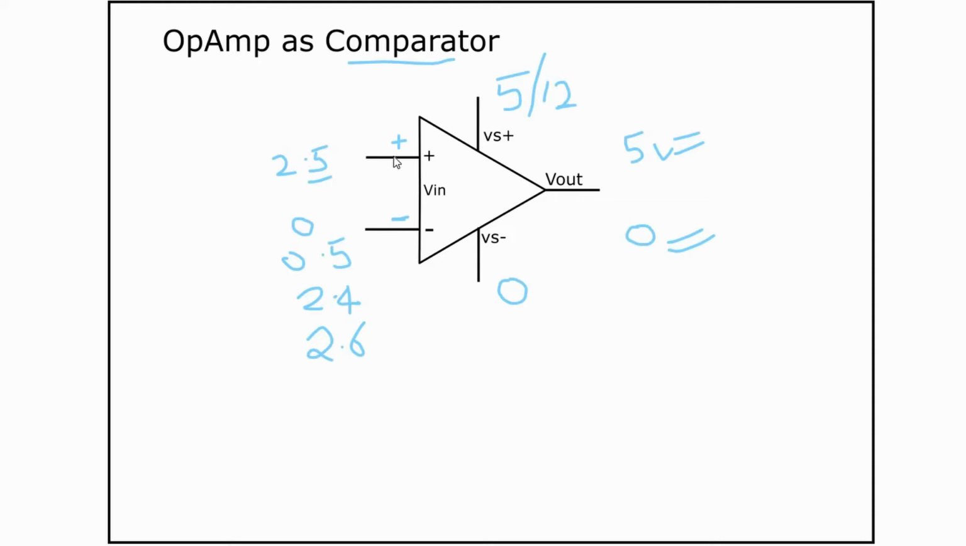So basically it will compare the voltage between the positive and the negative terminal, and it will see which one is the higher one, and the sign corresponding to the higher one will be the output. If plus is higher, the output will be 5 volts. If minus is higher, the output will be 0 volts. So that is the basic operation of a comparator.